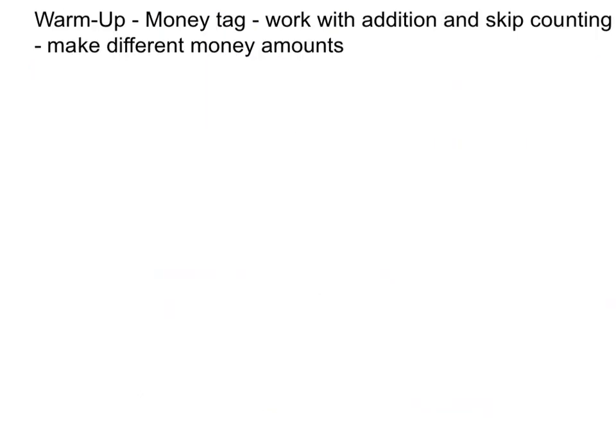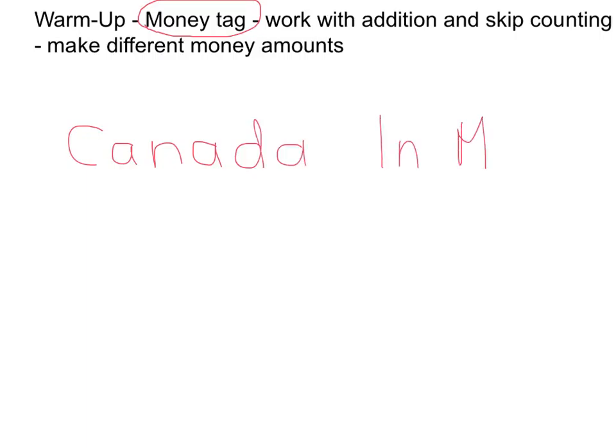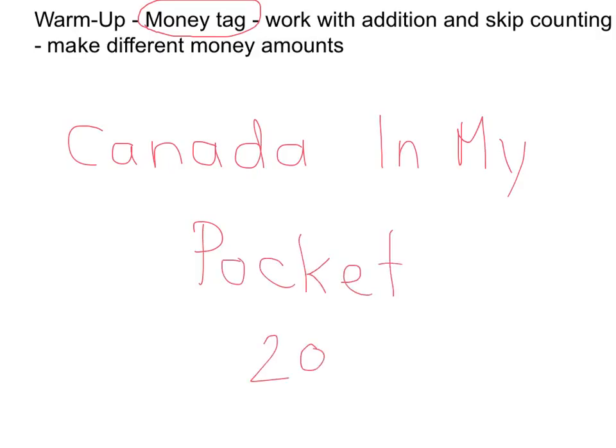And then just to kind of review the concept of money, and it seemed to work well, and I know the students, even just as we were tying up this week, liked the idea of singing the song with Canada in My Pocket, but also looking at combining coin amounts to make different values up to 20 cents. So kind of playing this little coin tag, which will work a little bit with addition and skip counting and getting to the different money amounts. So we can look at that this week as well.